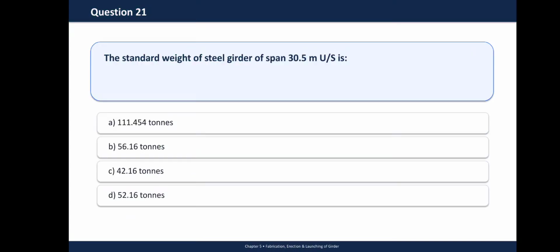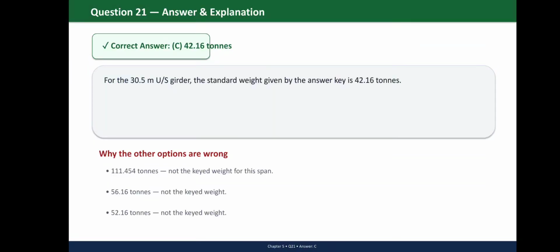Question 21. The standard weight of steel girder of span 30.5 meters US is. Options: A. 111.454 tons, B. 56.16 tons, C. 42.16 tons, D. 52.16 tons. Correct answer is C. 42.16 tons. Explanation. The standard structural weight of an underslung steel girder designed for a 30.5 meters span is 42.16 tons.